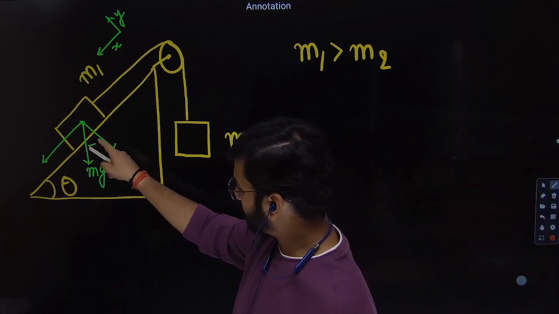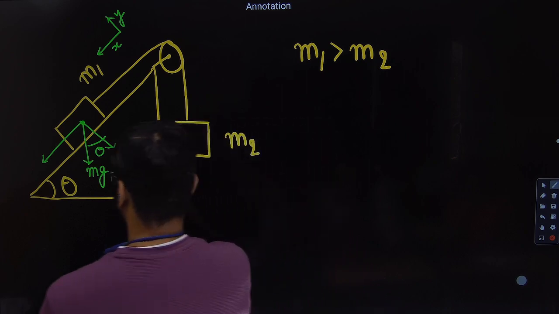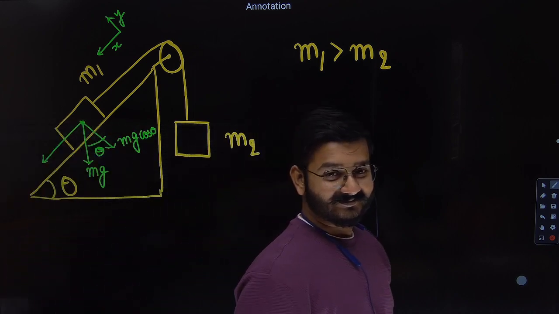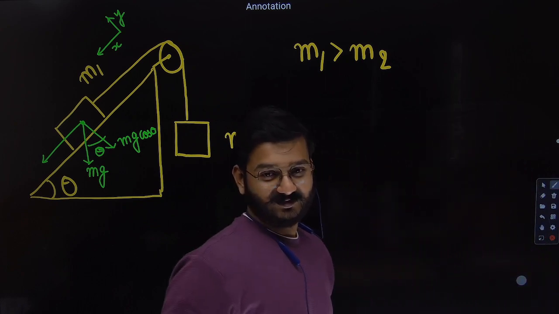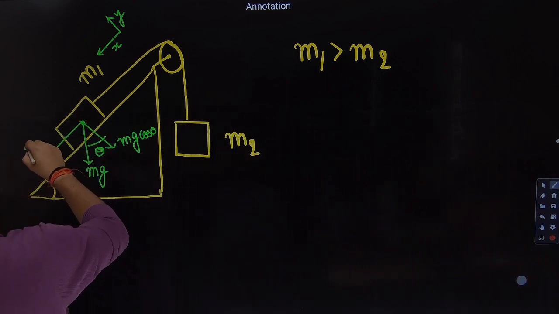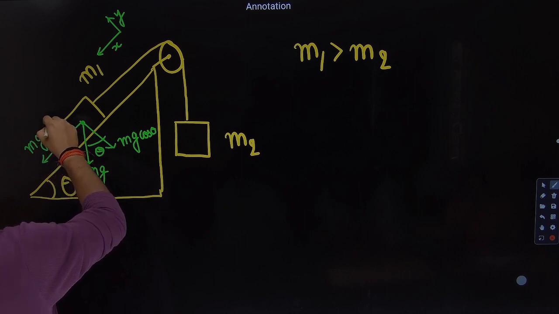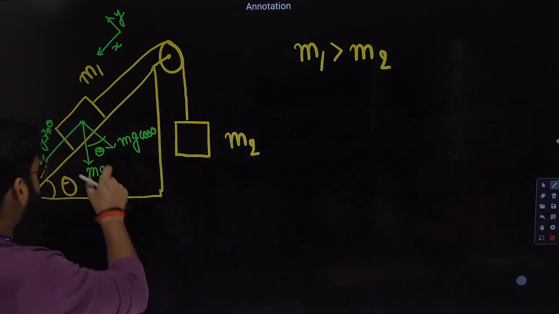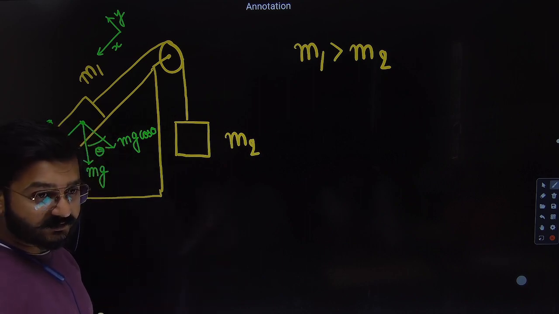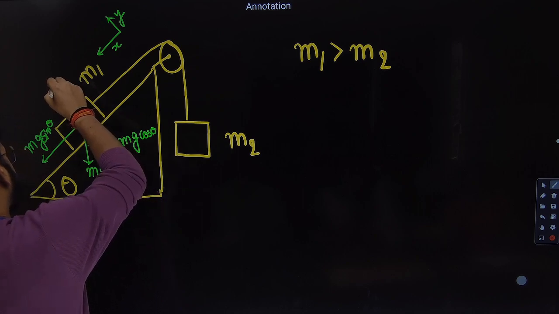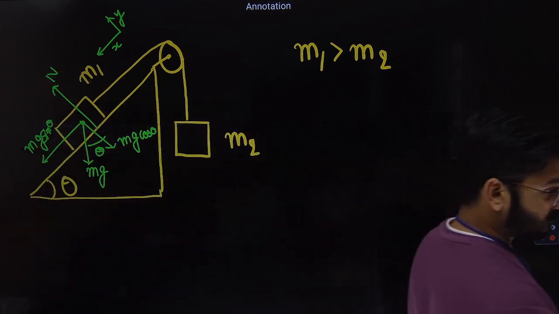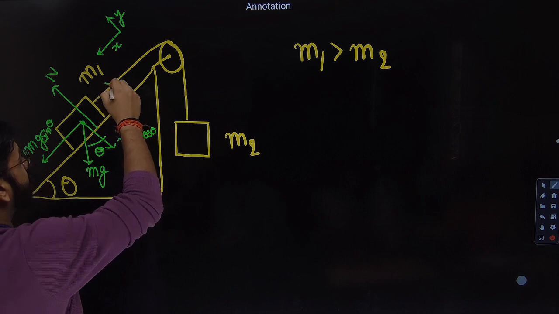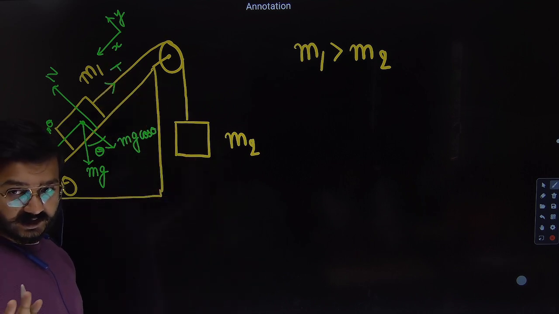If this is theta, what will be this angle? Theta. So this component will be mg sin theta. A block is in contact with the inclined plane. Contact is there, so which force will be there? Contact force. This will be N. Clear? Any force missing? So tension will pull it or push it? Pull. All done. Friction I have not taken as of now.